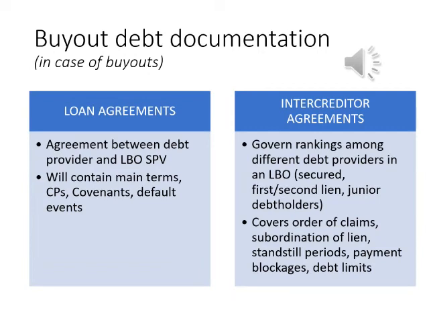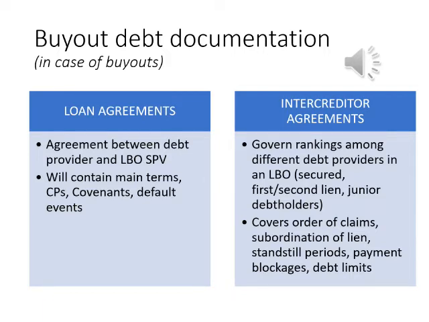Buyout debt documentation. In the case of leveraged buyouts, there will also be a debt element to the structure. One will be a loan agreement. This would be an agreement between the debt provider and the leveraged buyout SPV, special purpose vehicle. And this will contain the main terms, the conditions precedent, the covenants, the default events.